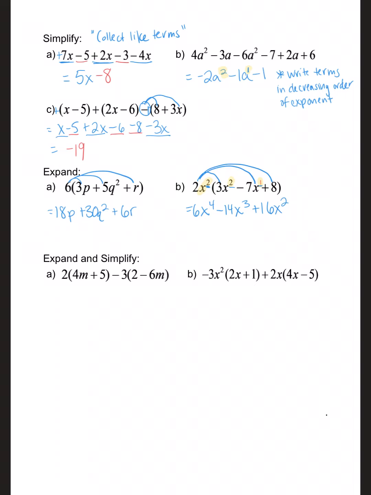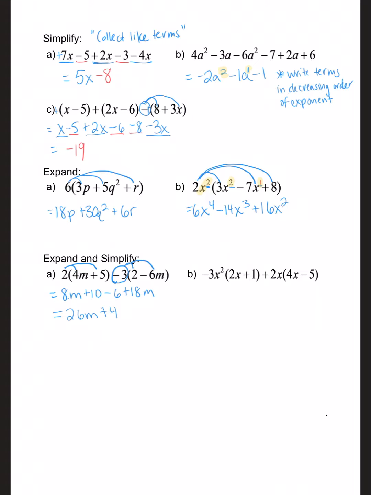So our first example here, we're going to again distribute what's outside the brackets inside a set of brackets. Okay, so the 2 is going to go inside that first set of brackets. And then we have this negative 3. Make sure that we carry that sign through. It's going to go in that second set of brackets. So 2 times 4m is 8m. 2 times 5 is a positive 10. And then we'll have a negative 3 times 2 is a negative 6. And a negative 3 times a negative 6m is a positive 18m. Okay, so we've expanded. Now we're going to go ahead and collect those like terms. 8m plus 18m is 26m. And 10 minus 6 is a positive 4.